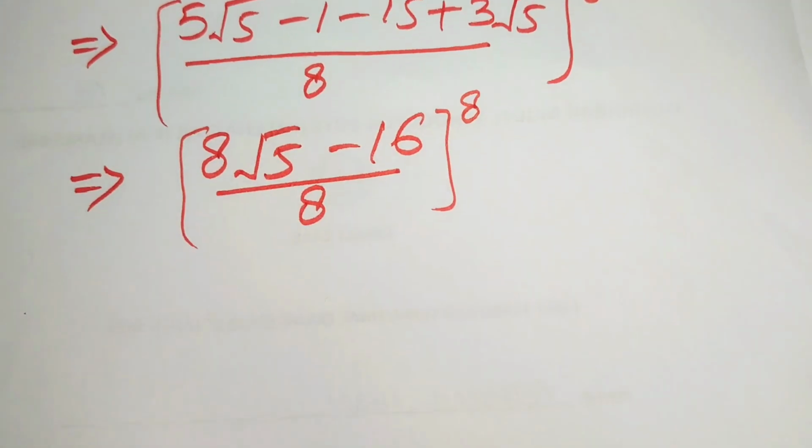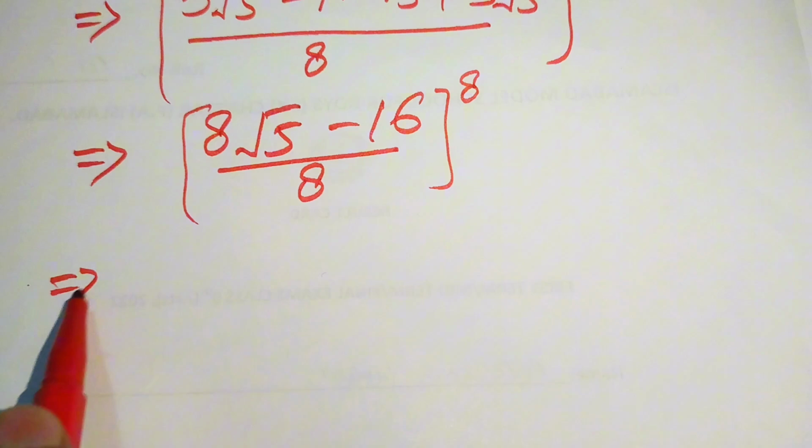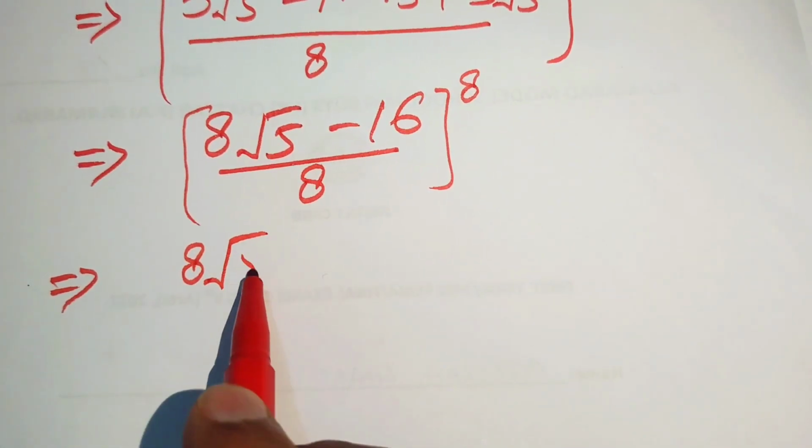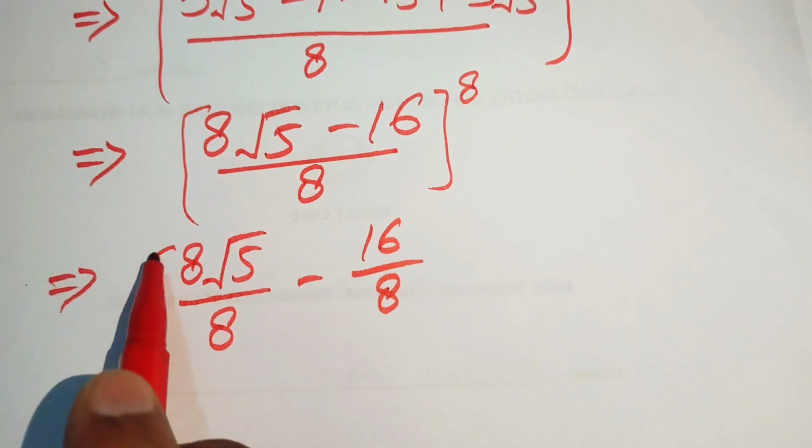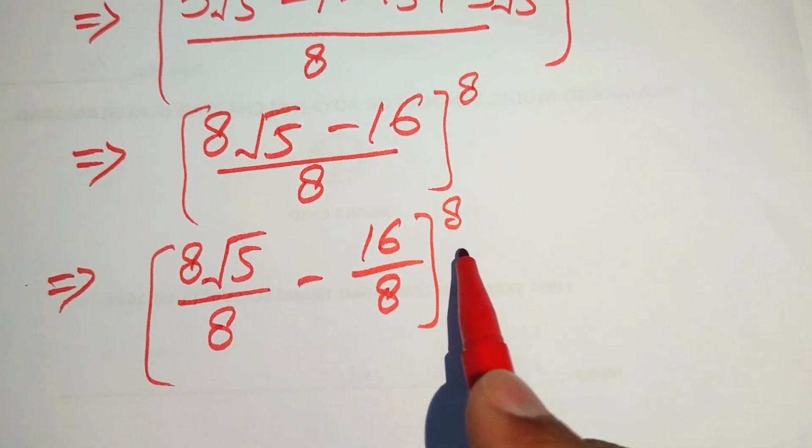So here we need to break this fraction, and we write it as 8 into square root of 5 divided by 8 minus 16 divided by 8, and its exponent is 8.